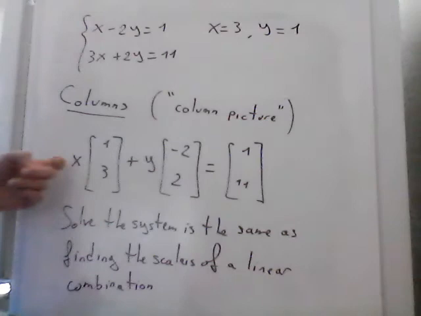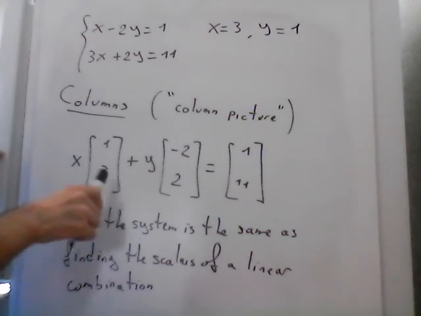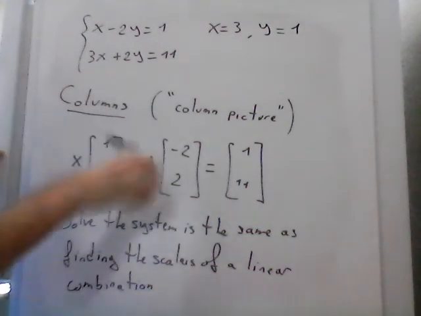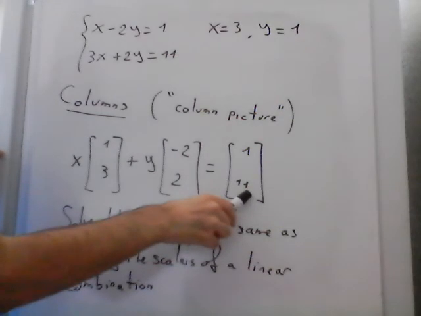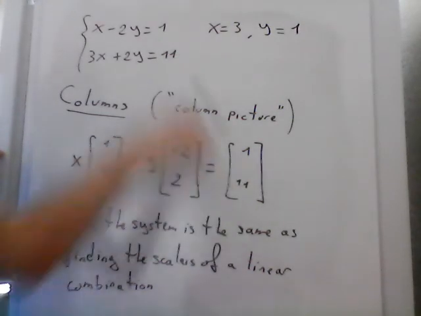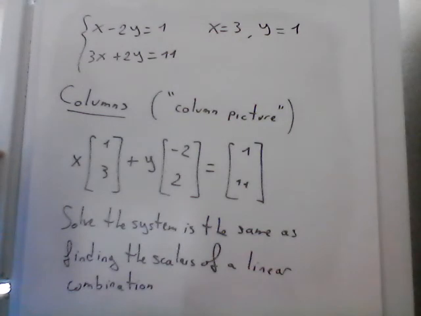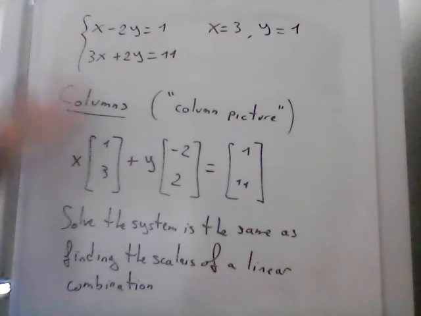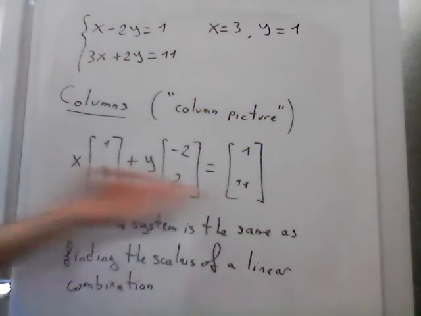So more precisely, we are looking for the scalars of the linear combination of the two vectors given by the coefficients in front of x and y that gives us the vector of the constant terms of the two equations. Okay, so solving a linear system under this interpretation is like finding the scalars of a linear combination. And so this gives a systematic way to find whether a vector is a linear combination of other two vectors, or in general if we have more variables, of any number of vectors.